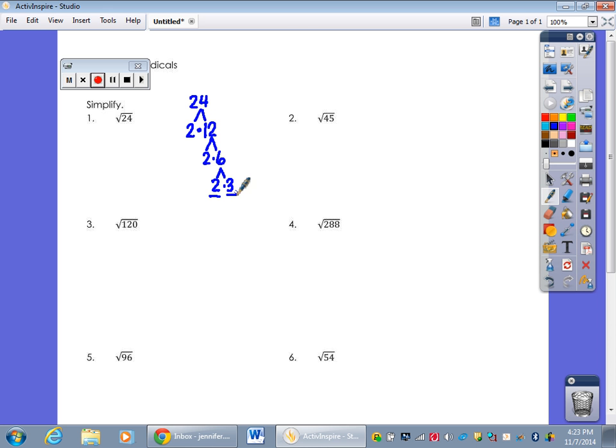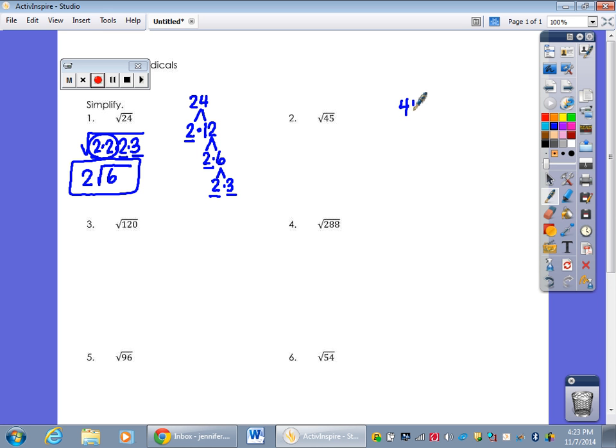Now once you have it into all prime numbers, this is going to be the square root of 2 times 2 times 2 times 3. Every couple comes out, because 2 times 2 is 4, and the square root of 4 is 2. So that comes out, singles stay inside. 2 times 3 would be 6. So that would be your final answer.